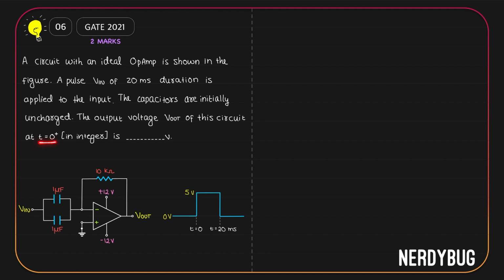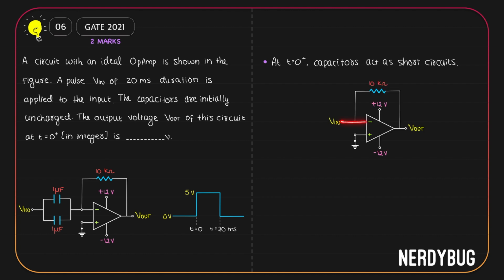So at t equal to 0 plus, both capacitors will act as short circuits. At that moment, the circuit will look like this. Input is given at the inverting terminal. So what we have is an inverting amplifier. From the graph, we can see the value of input at t equal to 0 plus is 5 volt. Now the gain can be written as minus R2 by R1 because what we have is an inverting amplifier.